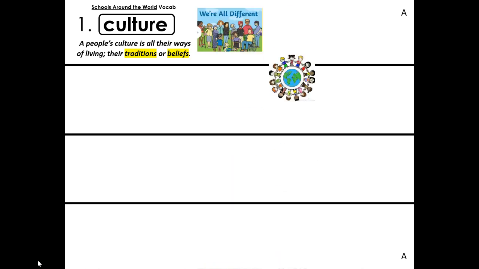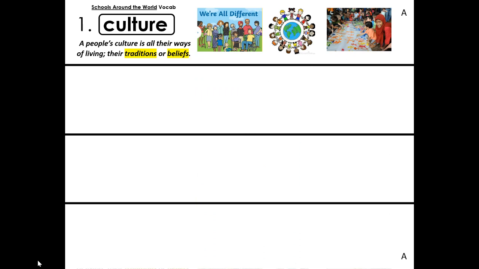So now it's time to review, check your work. This is a good time to make sure you have all the words, including the synonyms. You can also push pause and draw a quick sketch at this point. Culture. A people's culture is all their ways of living, their traditions or beliefs. And notice I highlighted the synonyms traditions or beliefs, culture.